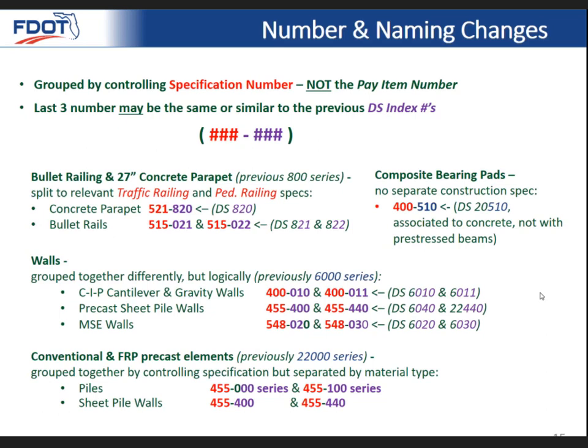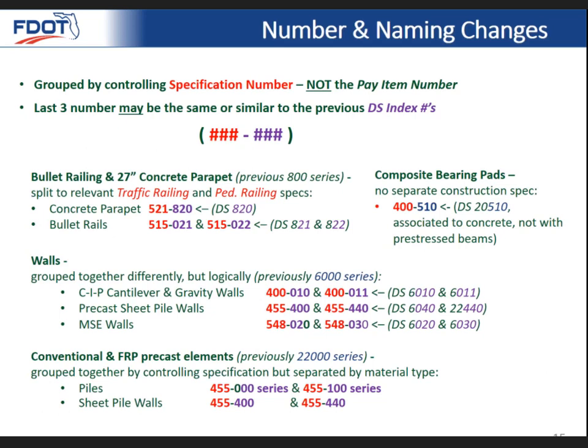It was not as easy to do that with the roadway. So on this screen, we're showing some common changes that occurred with the first set, the bullet railing and concrete parapet. They used to be all grouped together under the 800 series. Because the components are covered by different specification sections, they actually get split up now into 521 and 515. But if you look at the purple numbering, that's similar, not always identical to what it was before. So that's a crutch to help you through the transition.